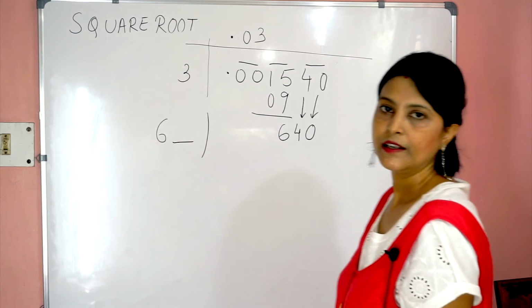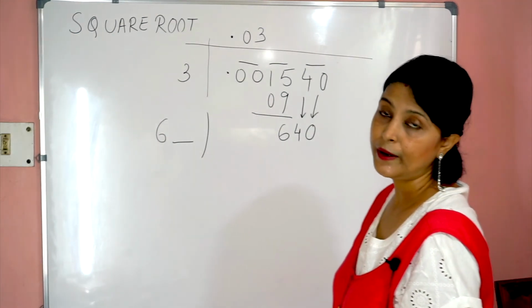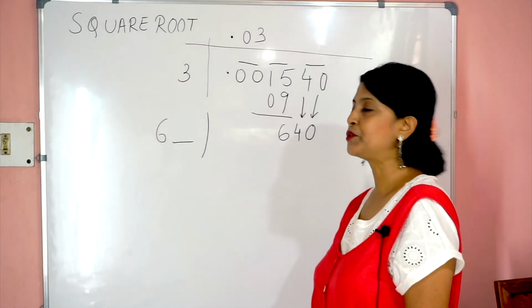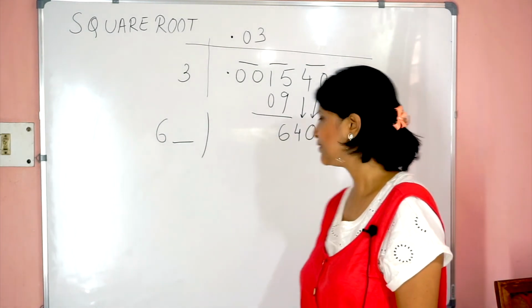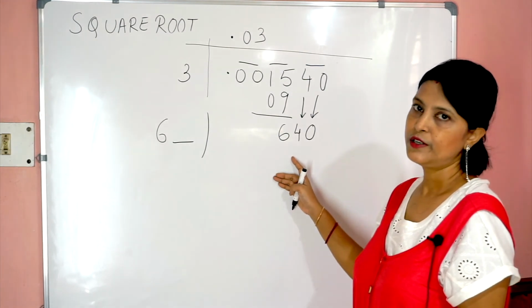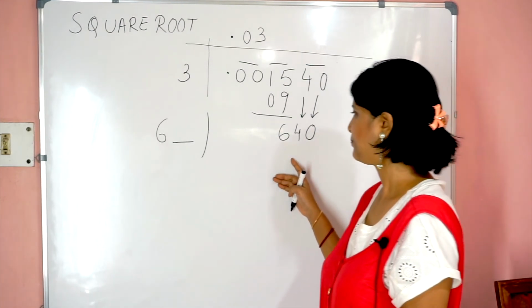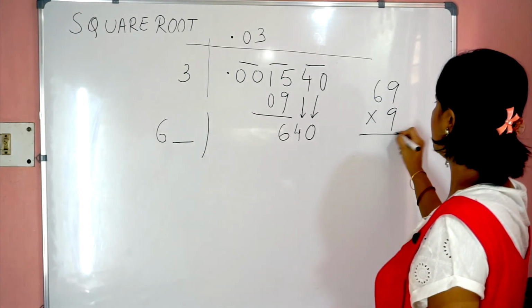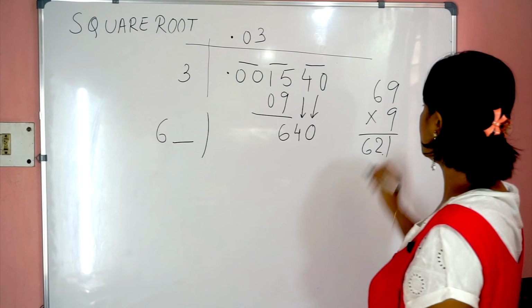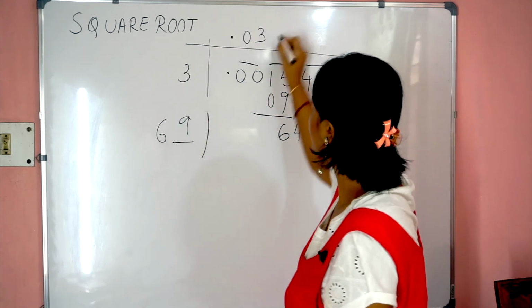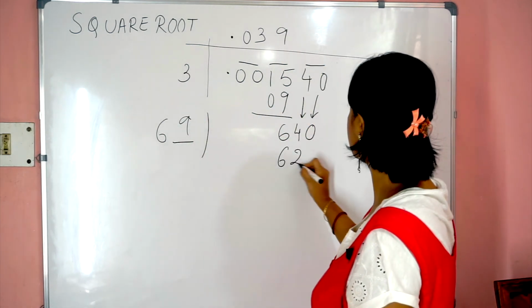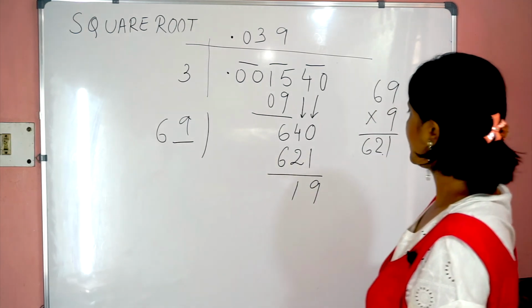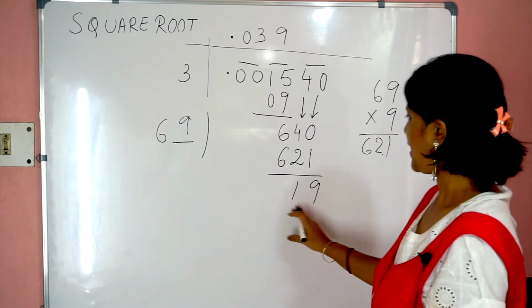with an empty space here to be filled up by a digit which can become the new quotient, and this new quotient when multiplied by the new divisor should give me a value close to 640. So let us take 69 into 9, 621. If I take 9 here and 9 here, it gives me 621. That gives me 19. Okay. So now 19 is the remainder.